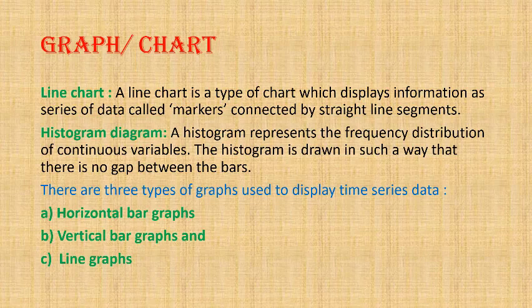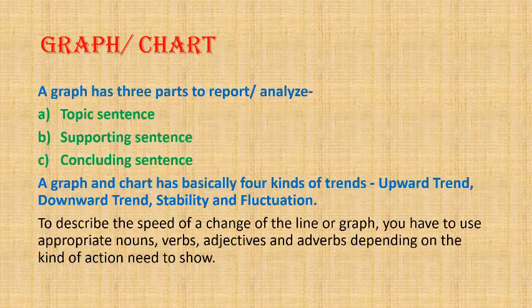There are three types of graphs used to display time series data: A. Horizontal bar graphs, B. Vertical bar graphs, and C. Line graphs. A graph has three parts to report or analyze: A. Topic sentence, B. Supporting sentence, C. Concluding sentence.